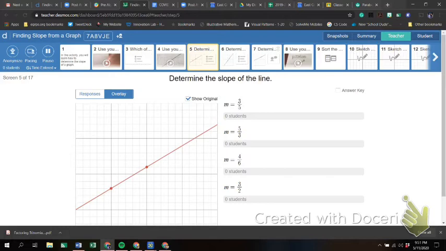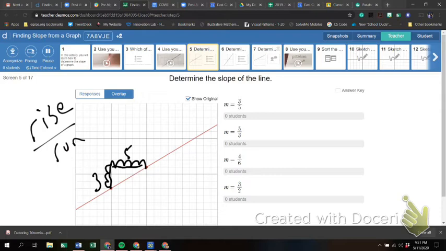All right, so I'm going to look at these two points, right here and right here. And I'm going to look for the ratio up and down, the ratio side to side. My up and down, I like to trace a little triangle on here. It goes 1, 2, 3 up, 1, 2, 3, 4, 5 over. Remember, we're looking for a rise and a run, vertical over horizontal. My vertical is 3, my horizontal is 5. So there's my slope of 3/5.